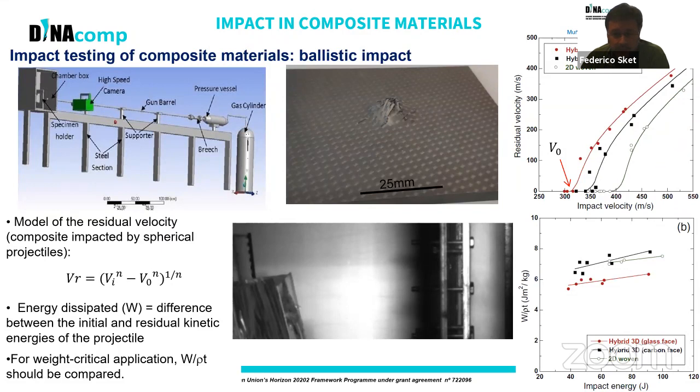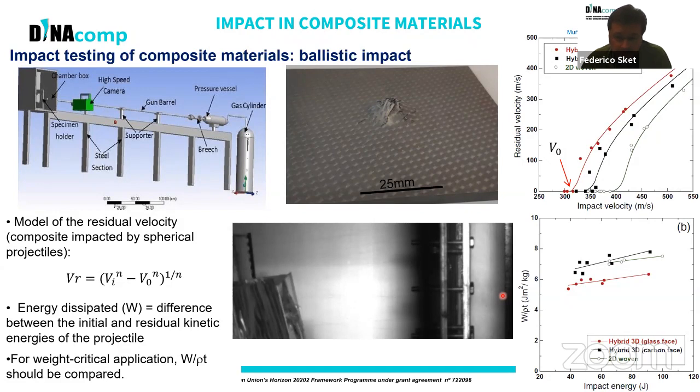And as the impact velocity decreases, there is a point where there is no penetration, which is called the ballistic limit, indicated here by V0. And the calculation of the residual velocities is normally modeled by an expression like the Jonas-Lambert one, shown here, where n is equal to 2 in the case of composite materials impacted by spherical projectiles. The impact energy is calculated as the difference between the initial and the residual kinetic energies of the projectile, obtained from the high-speed camera and the mass of the projectile.